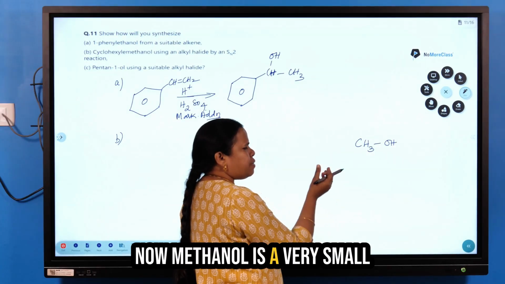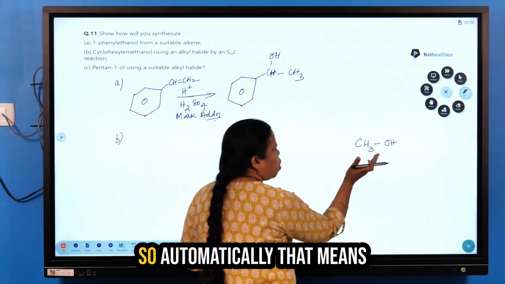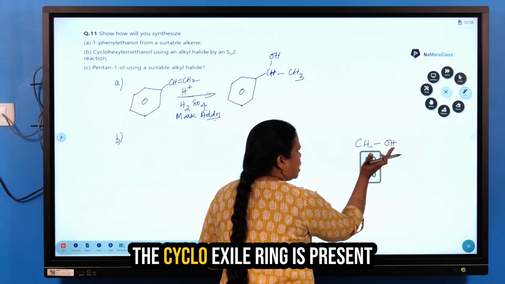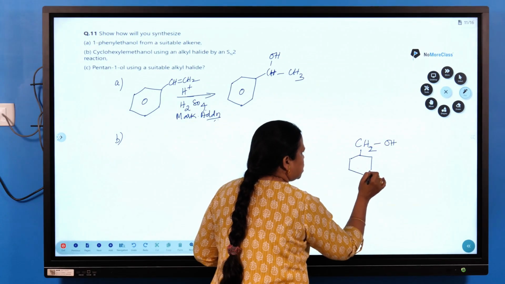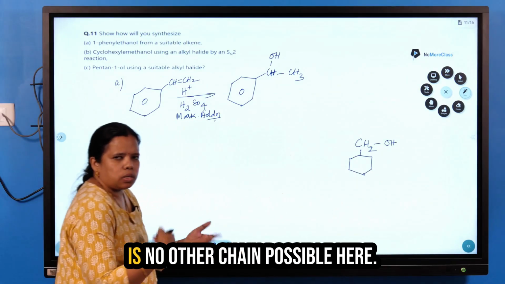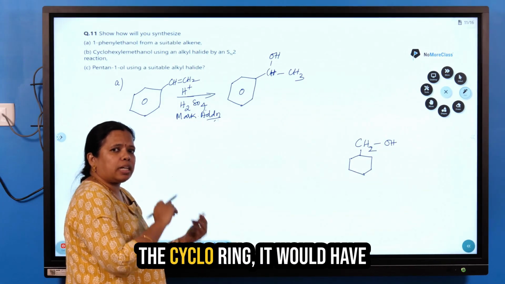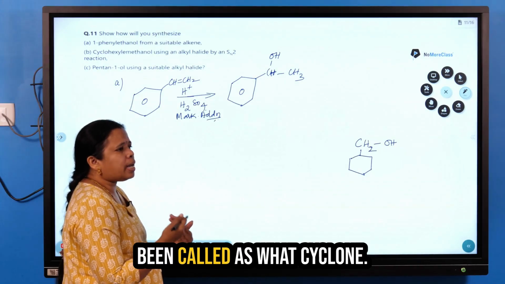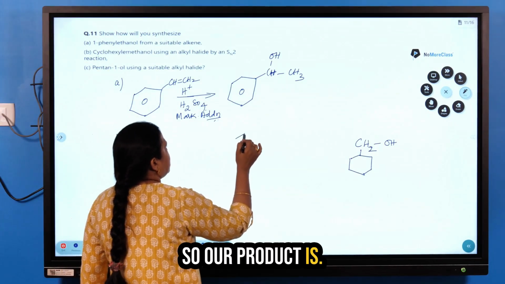Now, methanol is a very small compound, 1 carbon, and we are told that it is a cyclohexyl. So automatically that means the cyclohexyl ring is present on this particular carbon only. There is no other chain possible here. If the OH group was present on the cyclohexane ring, it would have been called cyclohexanol. So this is our product.